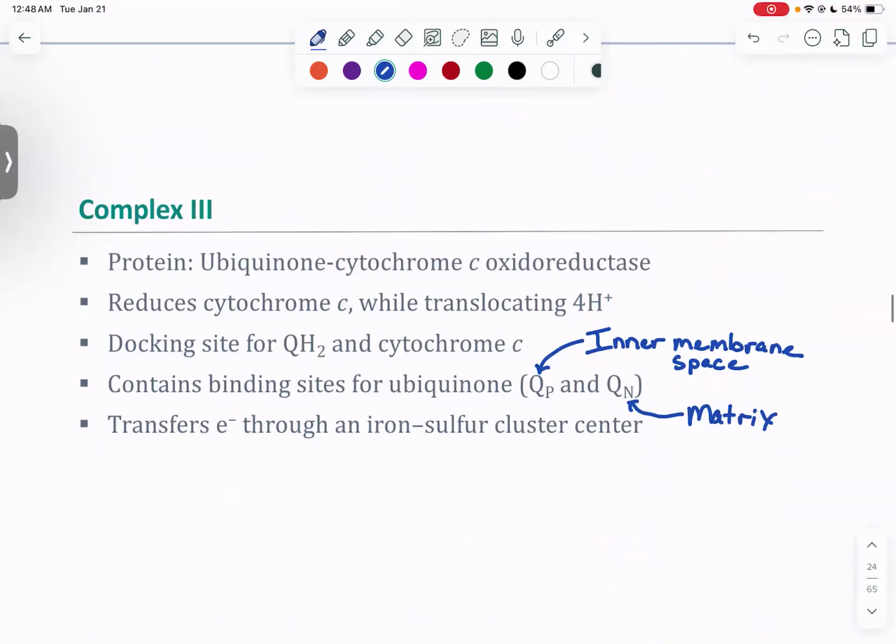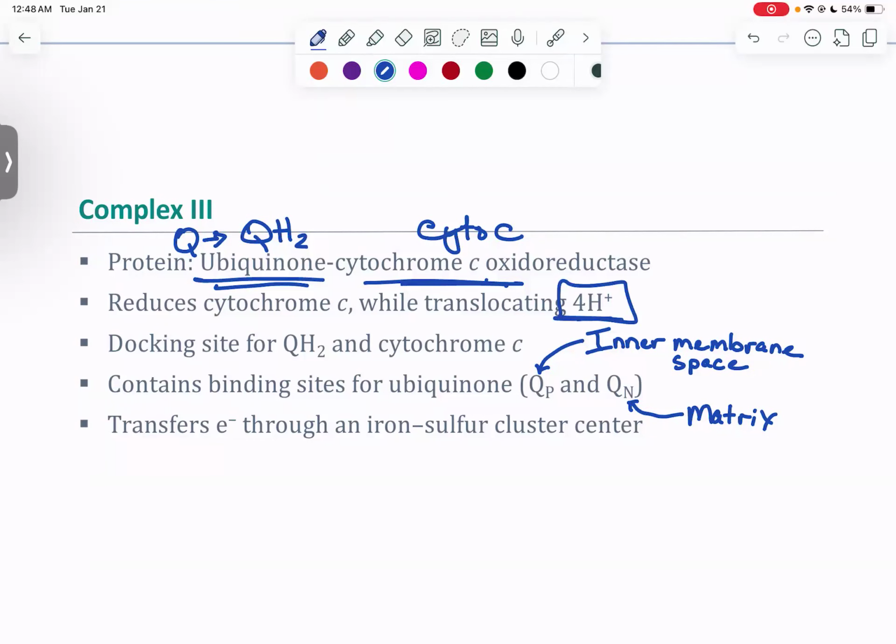Okay, so now QH2 is going to take those electrons to complex 3. So Q, ubiquinone, it's actually QH2, going Q to QH2, is going to drop those electrons off to cytochrome C, right? So this is why we call it ubiquinone cytochrome C oxidoreductase. So complex 3 is really a dimeric complex of about 22 protein subunits. It's a lot. And it reduces cytochrome C, and it does translocate those 4 protons. QH2 is going to dock on this enzyme, and cytochrome C is going to dock on this enzyme. And that's what's going to allow those electrons to be transferred from QH2 to cytochrome C.